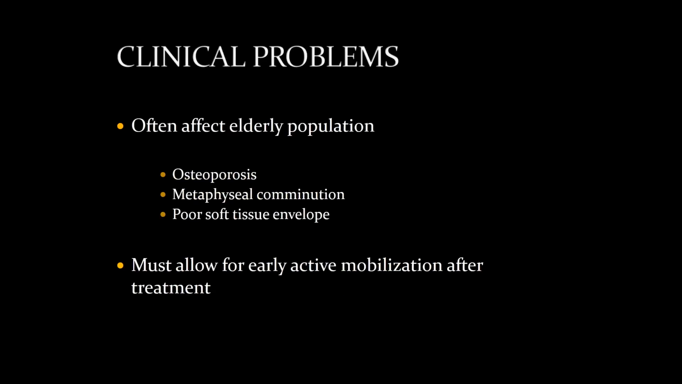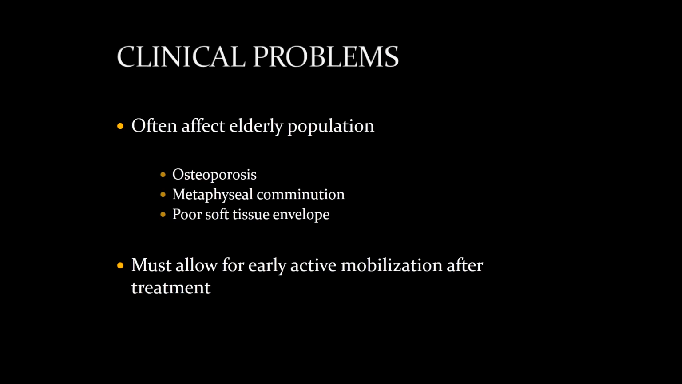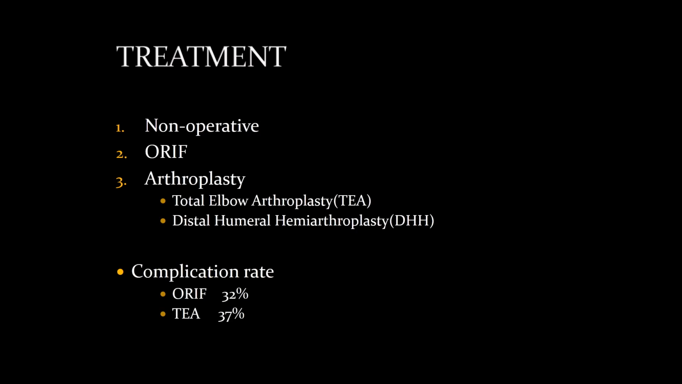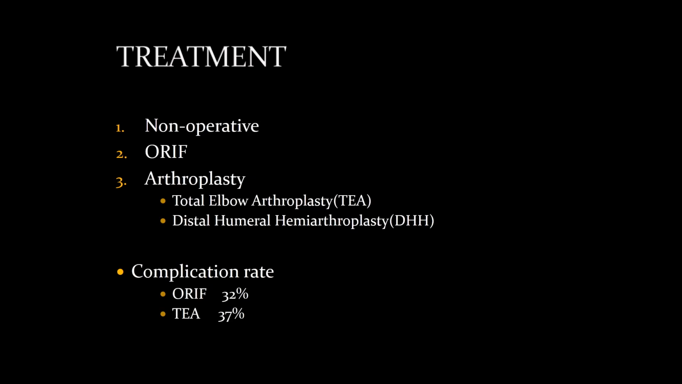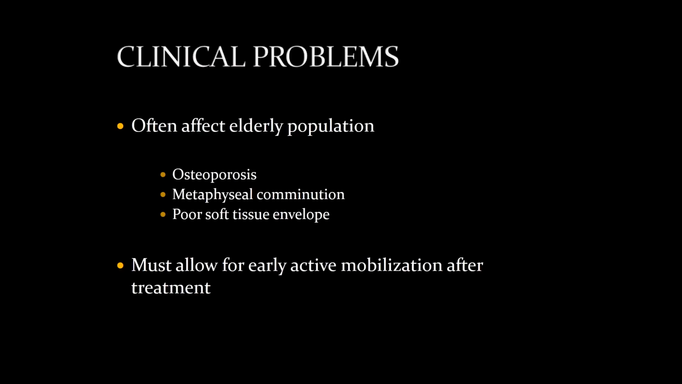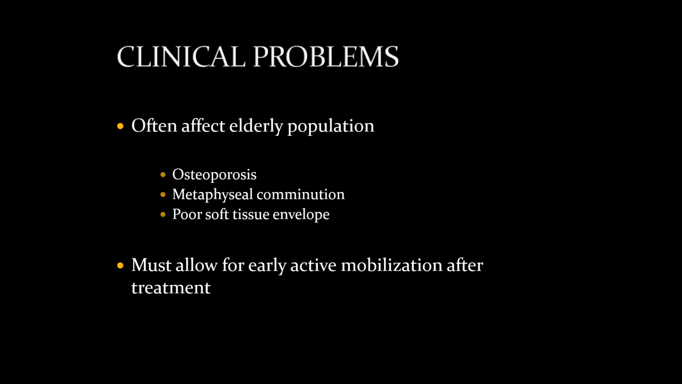We again have a problem with osteoporosis, metaphyseal comminution, and a very poor soft tissue envelope, which is bad for healing. So the treatment can be non-operative, it can be open reduction internal fixation, and it can be arthroplasty. And the arthroplasty can be a total elbow arthroplasty or a distal humeral hemiarthroplasty, which has been found in recent times. But remember that the complication rate for open reduction internal fixation is 32%, and the complication rate with total elbow arthroplasty is about 37%. So we really need to find some ways that we can minimize the outcomes of this.